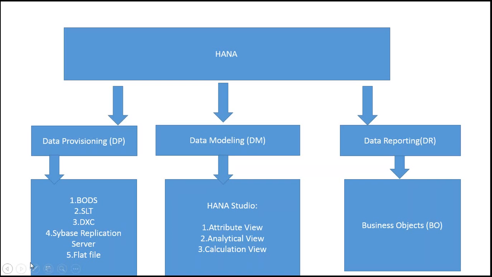That is BODS. Second, SLT, SAP Landscape Transformation. This is only for live data, real-time replication. So no need to execute a job every time. Suppose the records are inserted into the source, immediately the data goes and sits in the HANA database without execution. Observe the difference between BODS and SLT. It supports any source and any target, but it supports only limited databases, limited sources.